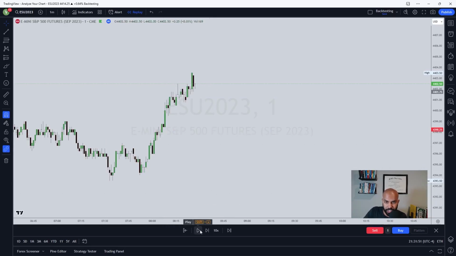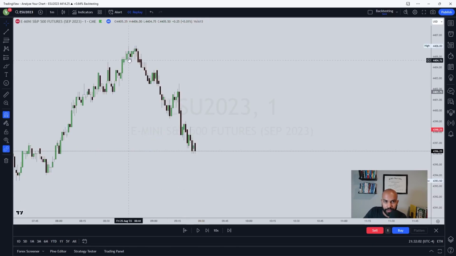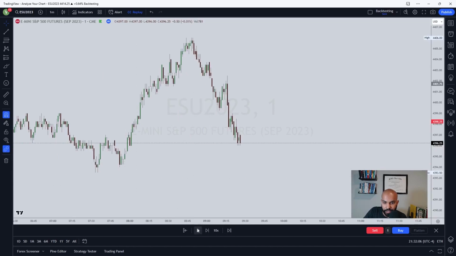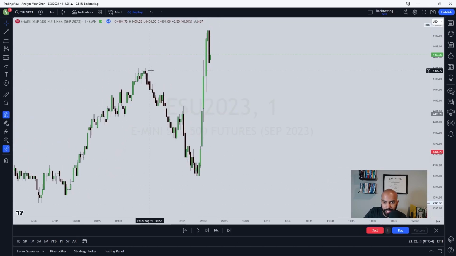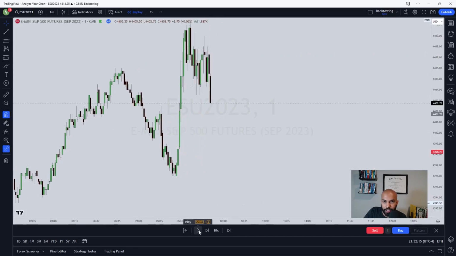At least the AM session, if I remember correctly. So it still takes out liquidity. There's nothing here that would have gotten me in. There's liquidity down here. Let's see what happens. It doesn't get there, but it does shoot up at the 9:30 open. Takes out this buy side liquidity, chopping around for a bit.